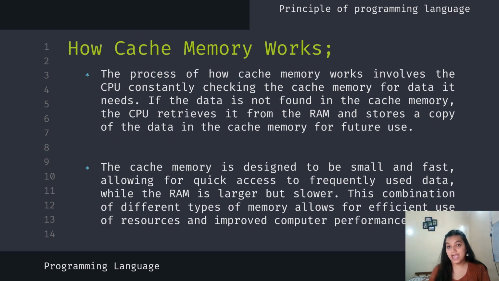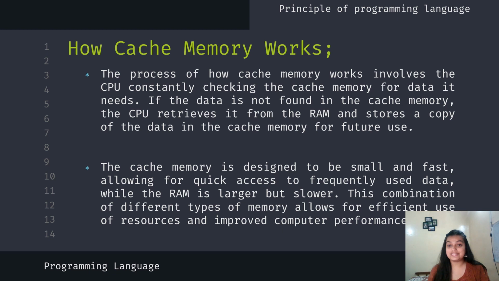Moving on to how cache memory works. The process involves the CPU constantly checking the cache memory for the data it needs. If the data is not found in the cache memory, the CPU retrieves it from the RAM and stores a copy of the data in the cache memory for further use. That's how we access the memory frequently.